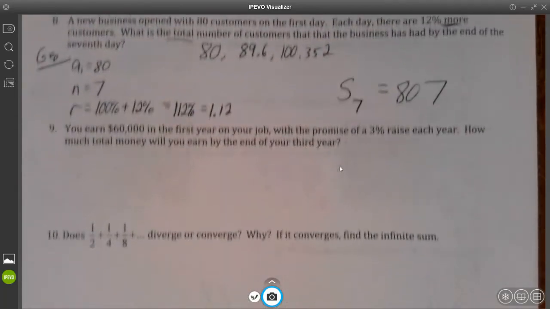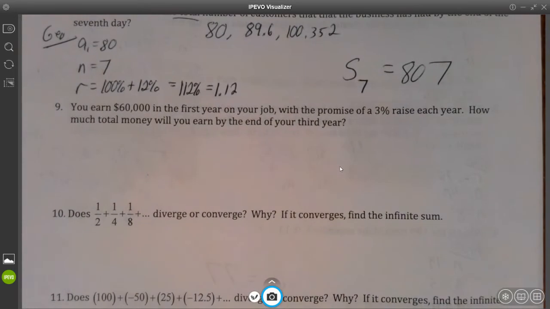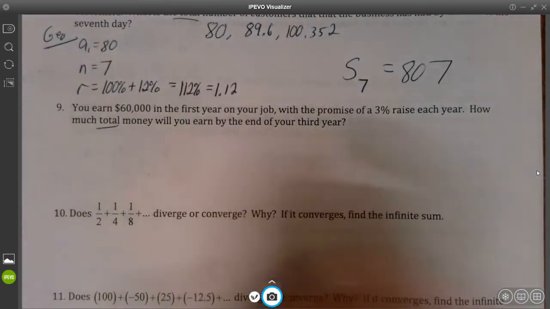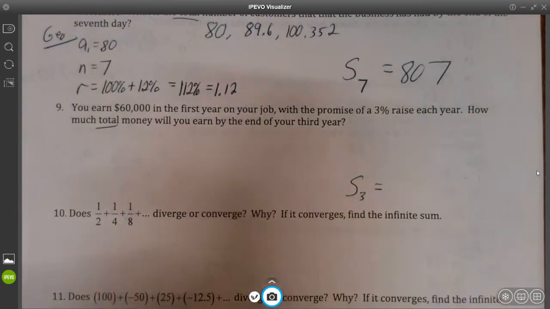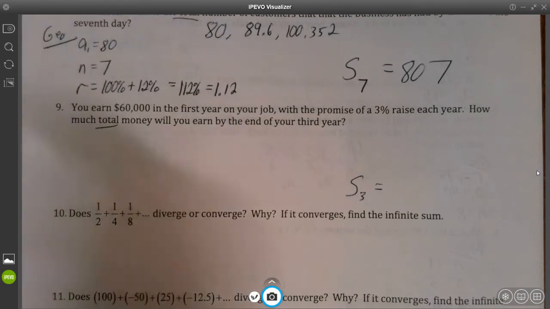You earn $60,000 your first year on your job, with a 3% raise each year. How much money total will you have earned by the end of your 3rd year? So total money, so this is a sum. Let's write down what they're asking: S3, the sum of the first 3 terms.